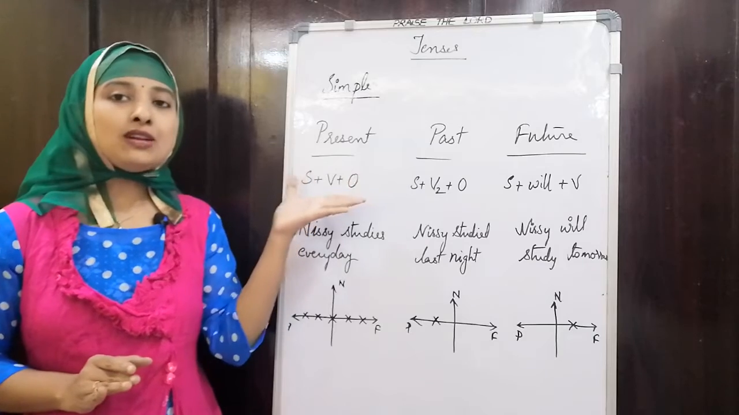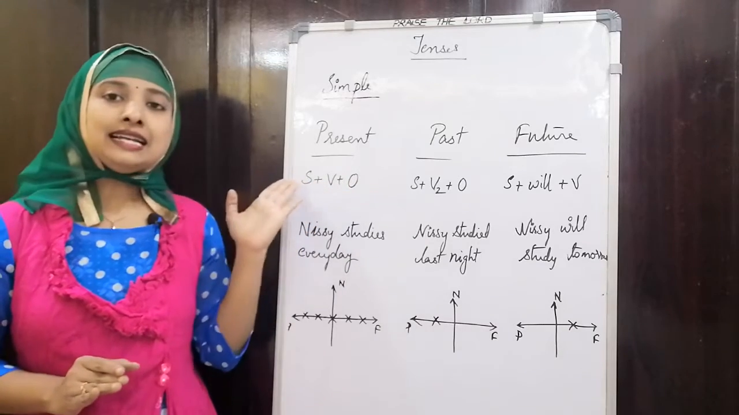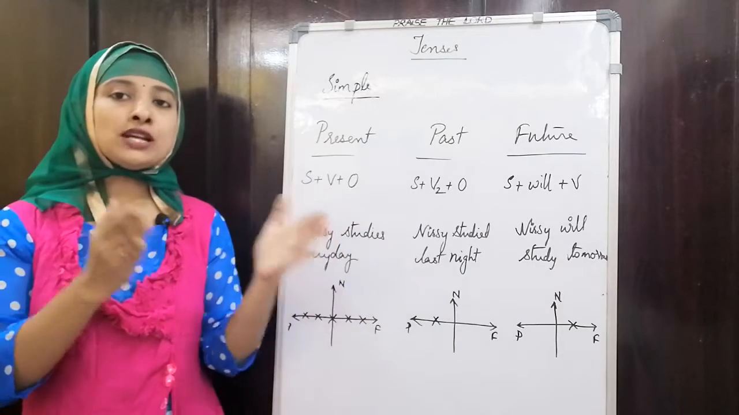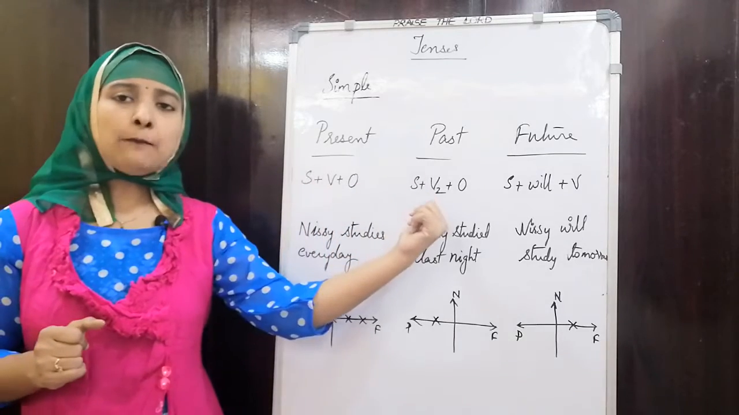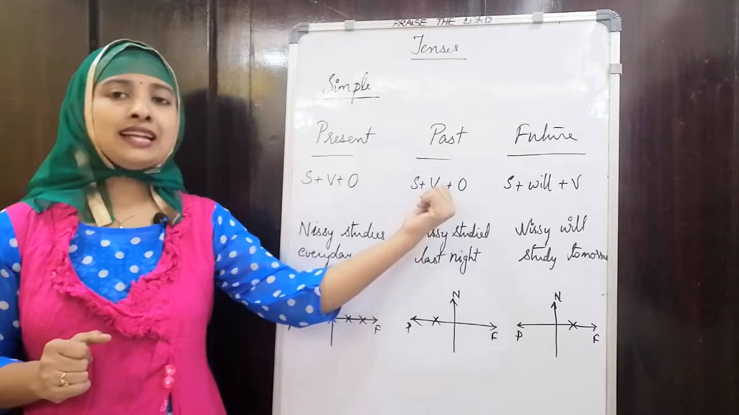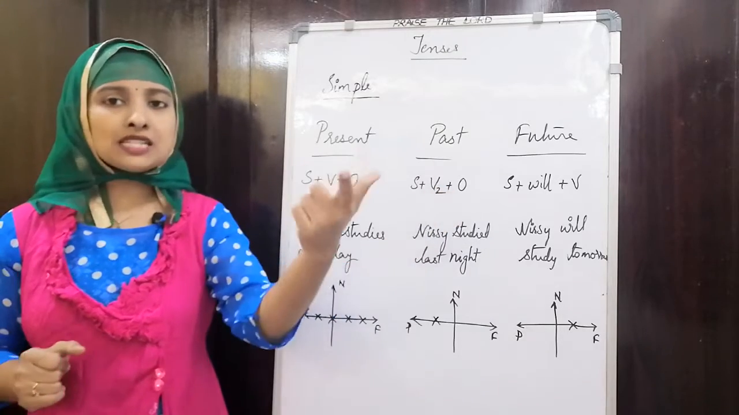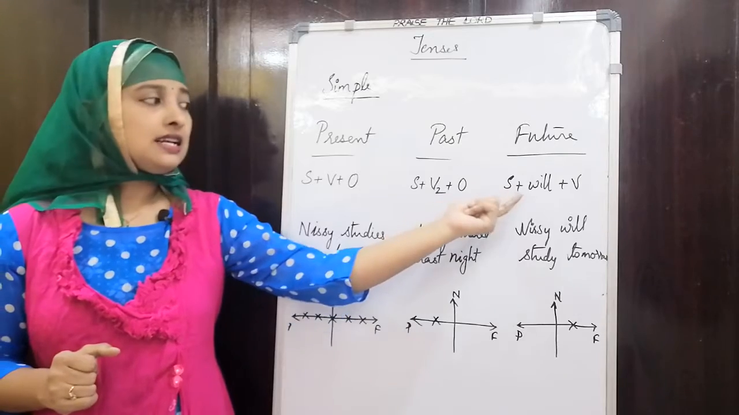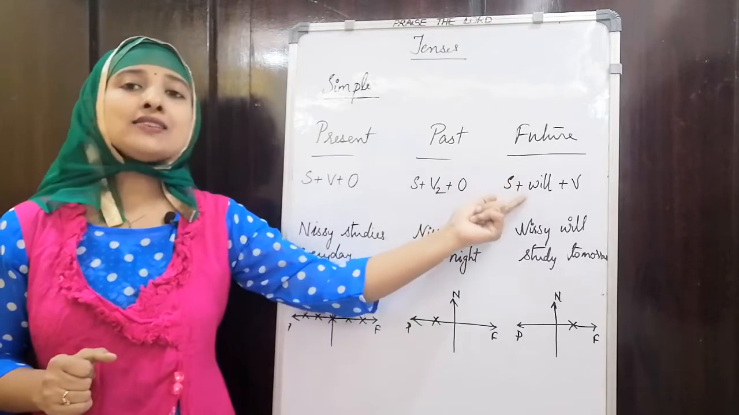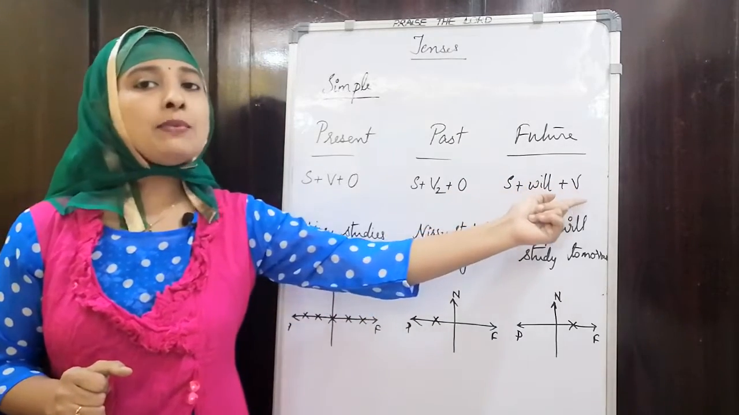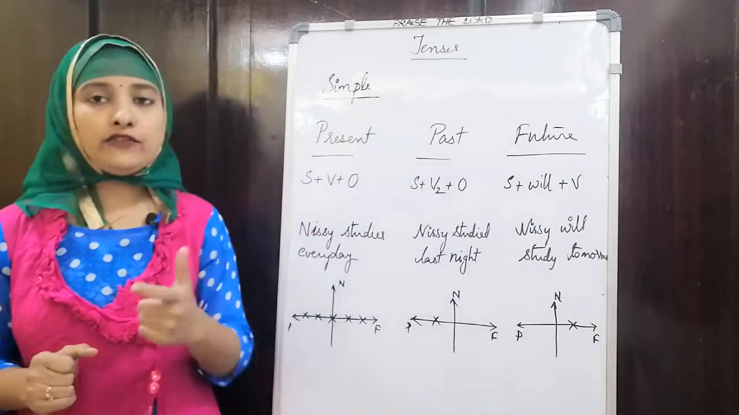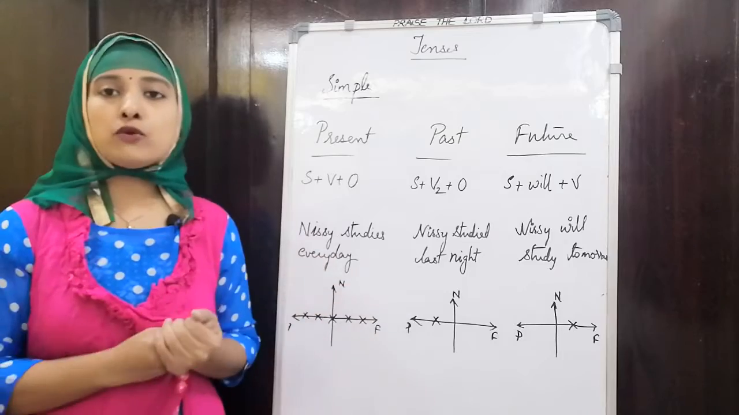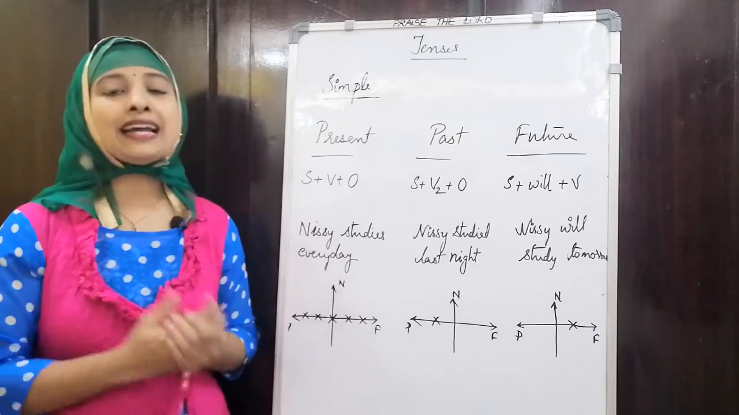So present simple will have a structure in such a way that the subject, verb and object. Past simple will be subject, the V2 verb, that is past simple, and object. And coming to future, you will have subject plus will plus verb in the base form, that is bare infinitive. We have already discussed all this in the previous videos. If you want a detailed explanation, you can go back and check it out.